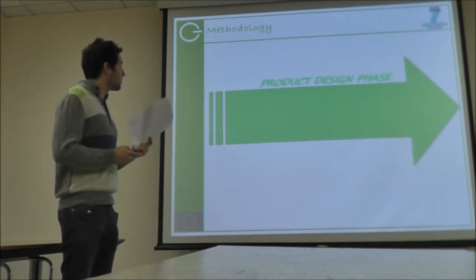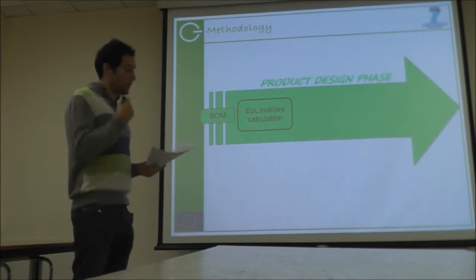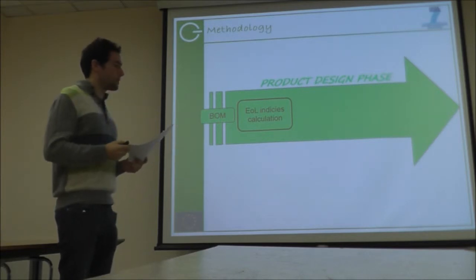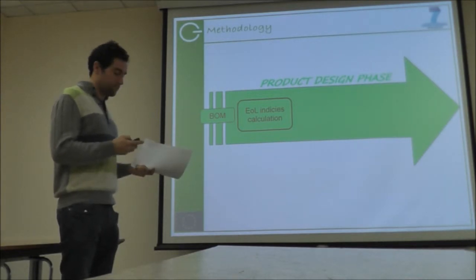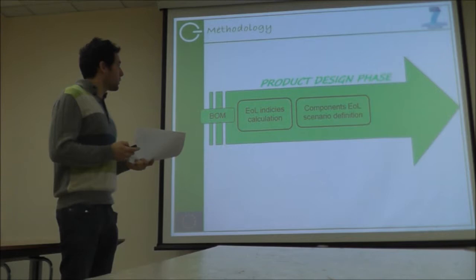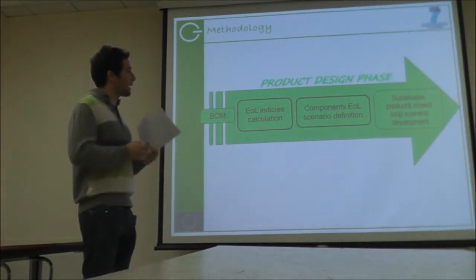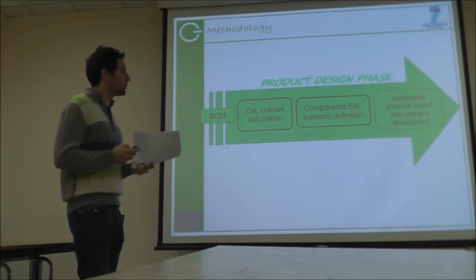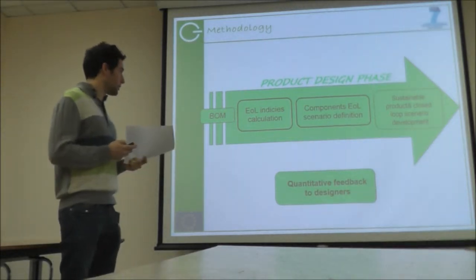So here we can see the product design phase. We start with a bill of material, and then we calculate end-of-life indices through some parameters that are based on both economical and environmental constraints. And then we define the end-of-life best scenario. And then, as I said, we aim to create a closed-loop scenario. And we give to the designer a quantitative feedback, such as numbers, for instance.